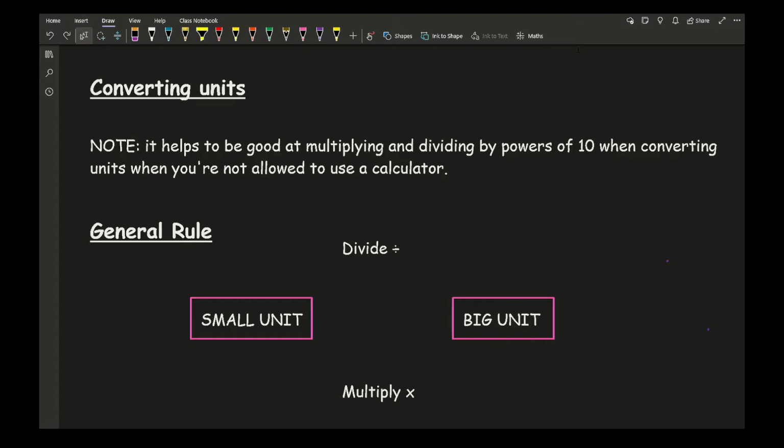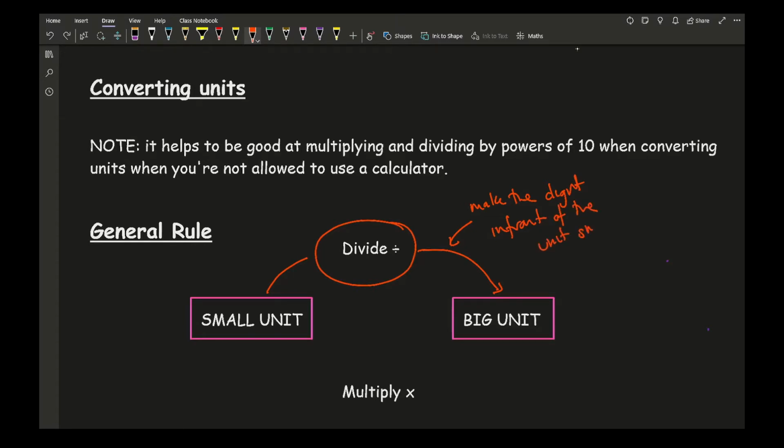Now, generally speaking, once you've gained an understanding and become more familiar with the units, then to convert a small unit to a big unit, what you need to do is divide the numbers by a certain ratio of what we're looking at. And we will look in more detail at this. So here, to get from a small unit to a big unit, you divide. And what this is generally going to do is make the digit in front of the unit smaller. So for example, if I looked at, let's say, 120 centimeters, and I wanted to convert that into meters.